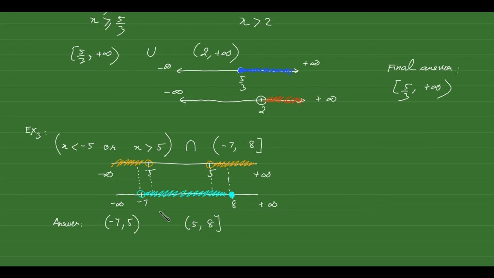So when you have two intervals as the final answer, you have to connect them together. How are we going to connect them? You have to use union to connect. Always. So I'm going to put a remark over here.